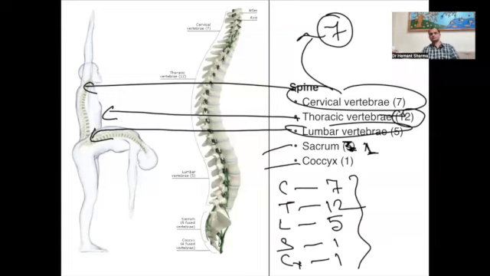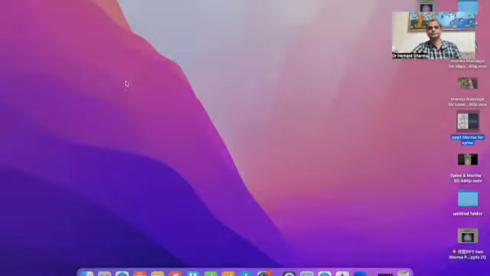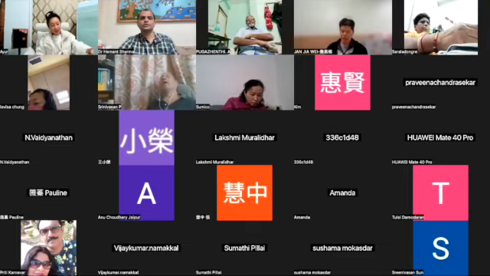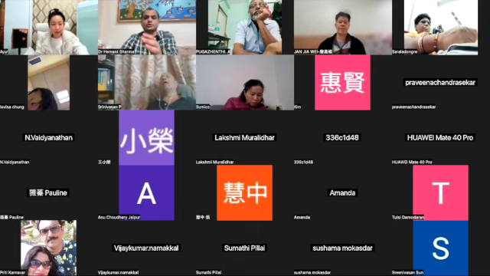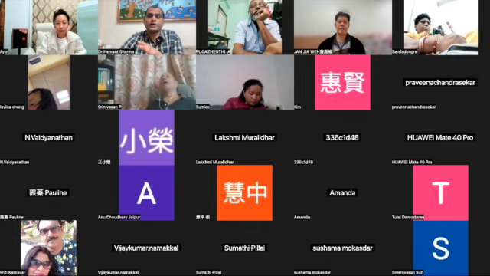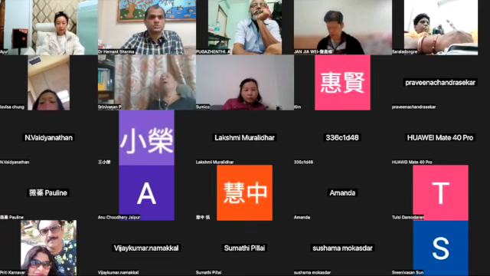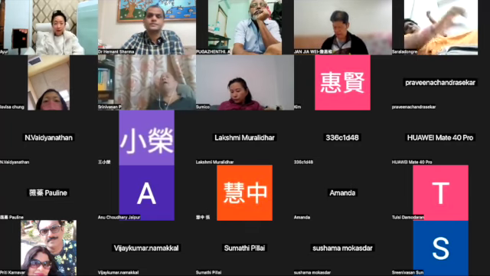Count. Calculate again: cervical 7, thoracic 12, lumbar 5, sacrum 1, and coccyx 1. How many total? Can anyone count? So now we have completed a total of 80 bones. These 80 bones are very useful, and they are the protector of main vital organs like the brain and the lungs. The spine, we know, is a very important part.